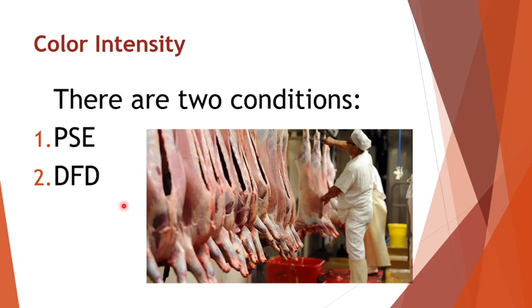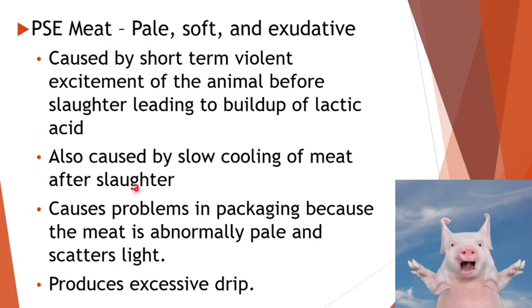There are also two conditions, or two categories, of meat that we have to learn. That will be the PSE and the DFD. PSE means pale, soft, and exudative, while DFD means dark, firm, and dry. Let's talk about them. What is PSE meat? PSE meat, again, means pale, soft, and exudative, and this is caused by short-term violent excitement of the animal before slaughter, which led to the build-up of lactic acid.